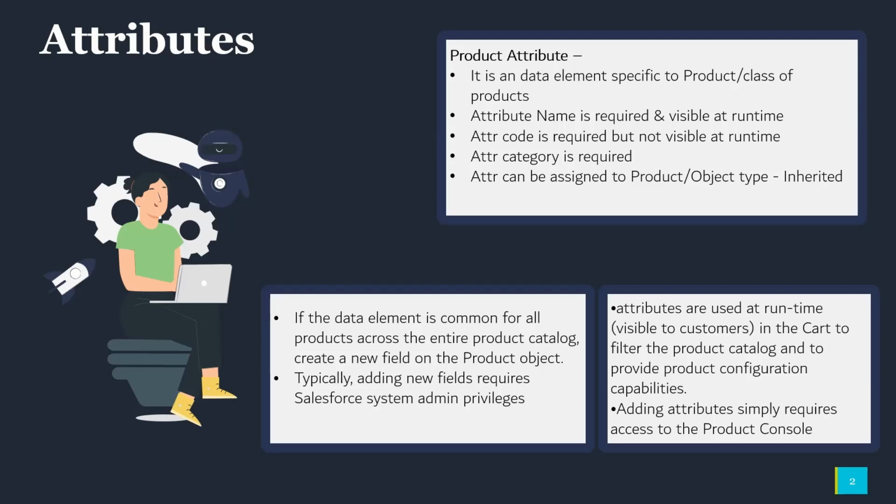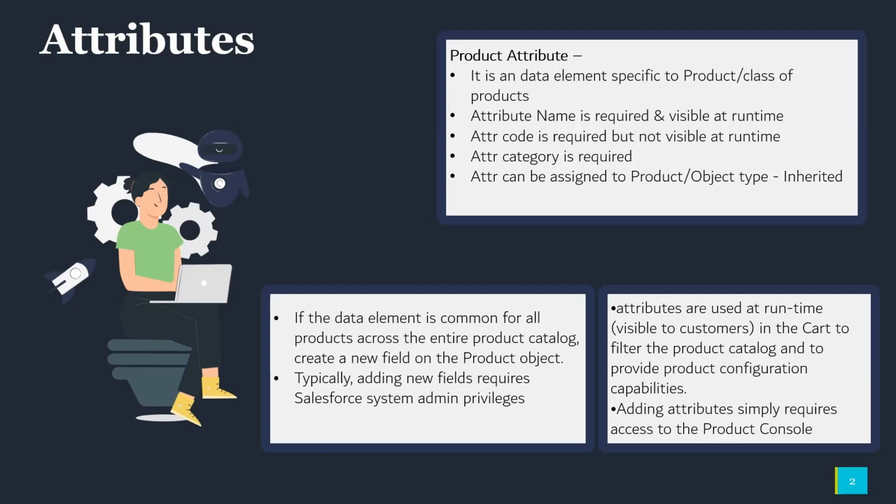On the other side, attributes are usually used at runtime in the cart, in order to filter and provide different configurations at the cart level. And in order to create an attribute, we just need access to the product console. Vlocity system admin access is sufficient in order to create the attributes.